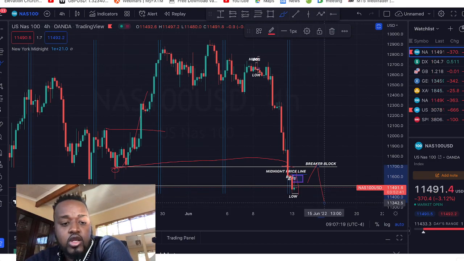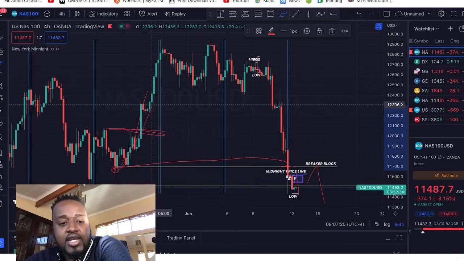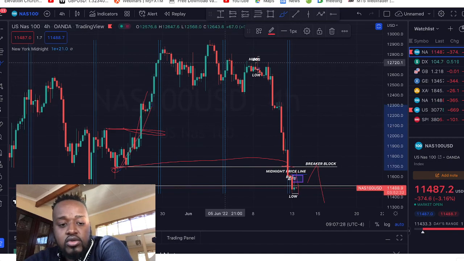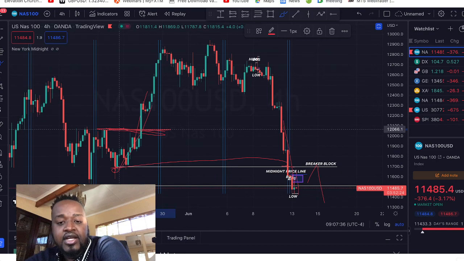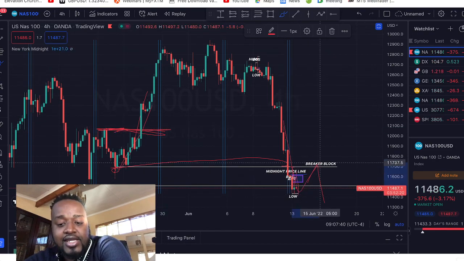This low sponsored a break of that buy side liquidity, and then price went down to take out the low that sponsored that break of the high. That becomes a breaker block. We expect price to go exactly here at this line, and so I can put a limit order down over there and wait for price to get there and go down.